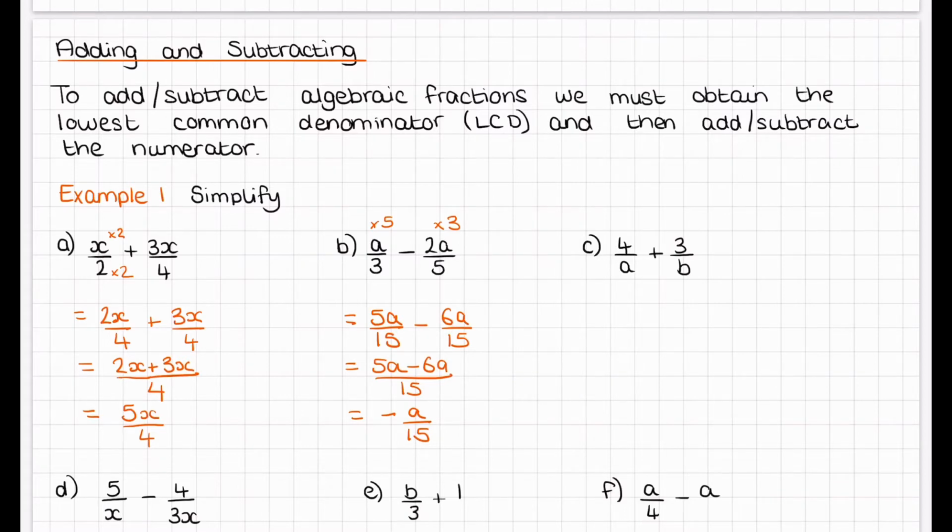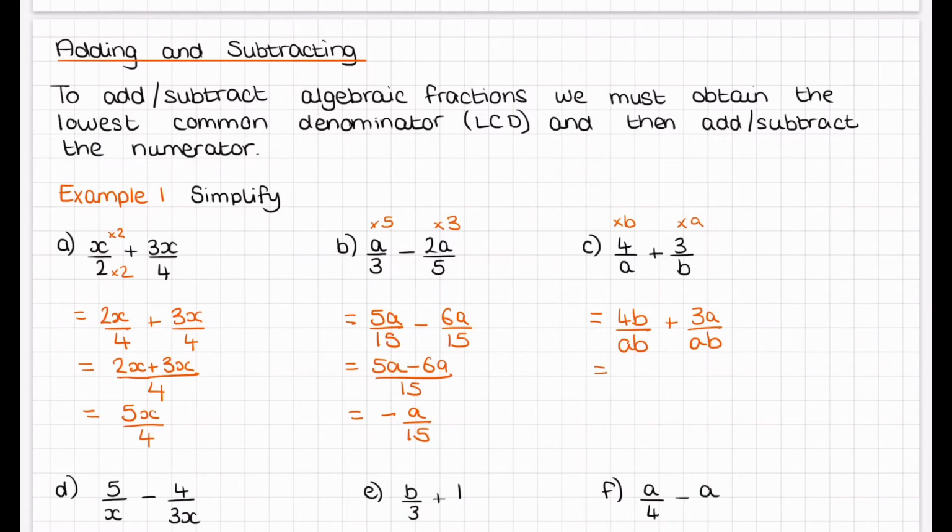Now we can sometimes have variables on the denominator. So here in part C, we've got 4 over a plus 3 over b. Same idea. When we have a variable, you just multiply each fraction by the other variable. So we're going to multiply the first fraction by b and the second fraction by a. So we'll get 4b over ab plus 3a also over ab.